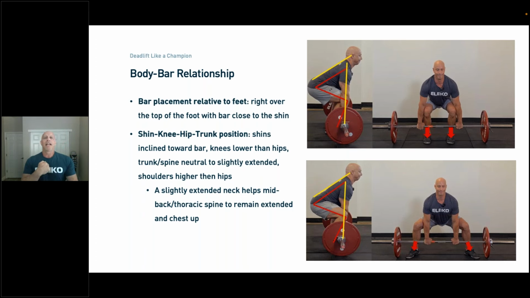So by keeping the neck in a little bit more of an extended position, as you see in this picture, that actually helps the thoracic spine stay slightly extended, which helps you keep your chest out, which prevents you from collapsing.